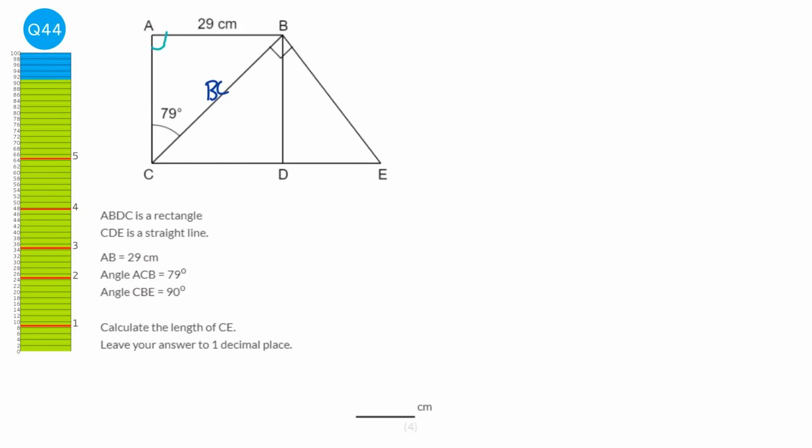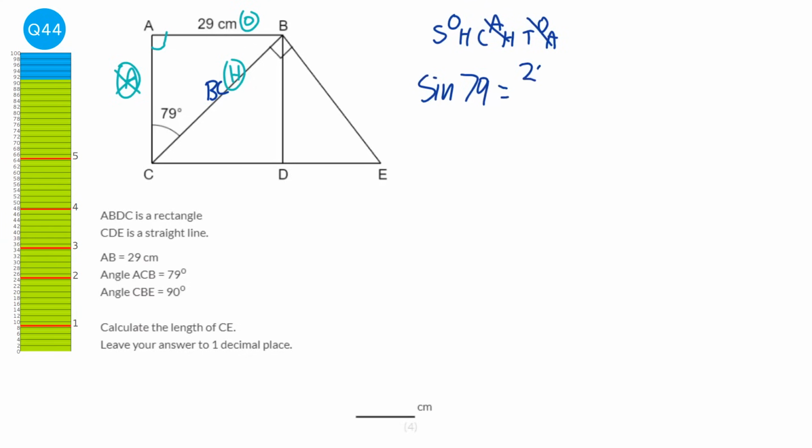So we'll start by labelling it. BC is the hypotenuse, the opposite here and adjacent here. We're not using the adjacent. So we're going to just do our SOHCAHTOA, and we've crossed out the A, so we cross out these two. So it's going to be sine. So we know that sine 79 equals the opposite, which is 29 over the BC.